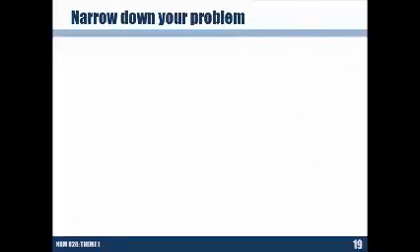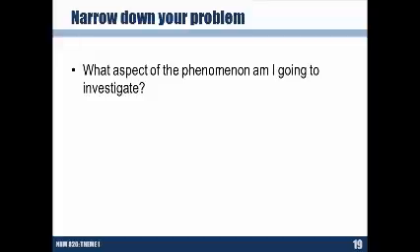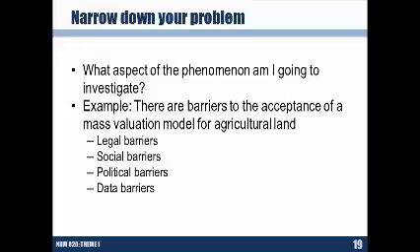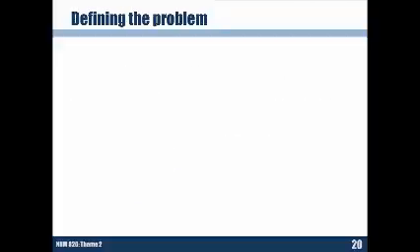So now, how do I narrow down my problem? Which aspect am I going to investigate? So if we look at our problems that we identified earlier about the barriers to acceptance, we can do all of these, but that would be a PhD. Or you can look only at social barriers, or only at legal barriers, or only at political barriers. So now you can start narrowing down further, and you can define it even further down, where you scope it through what we call delimitation.